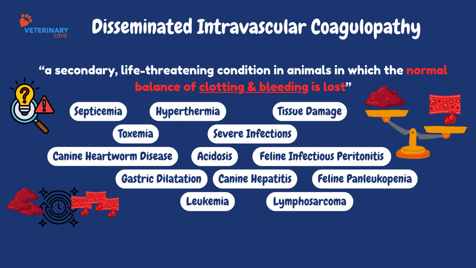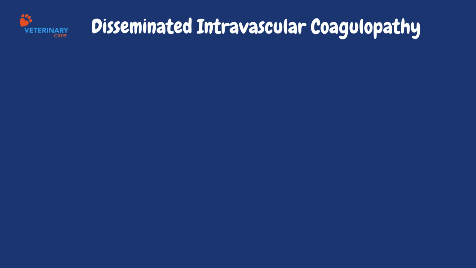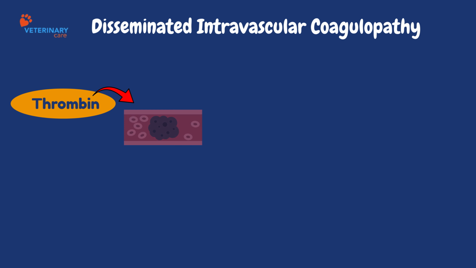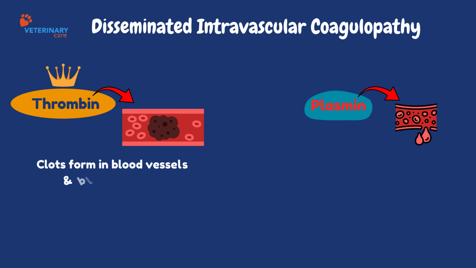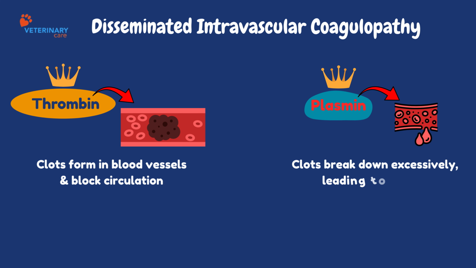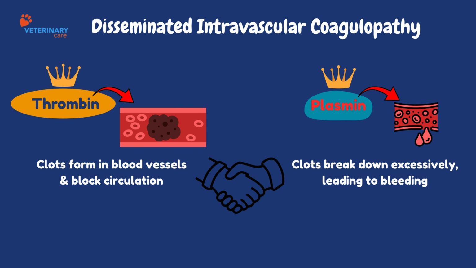Two main processes explain this condition. Thrombin causes clot formation, while plasmin breaks down clots. If thrombin activity dominates, clots form in blood vessels and block circulation. If plasmin dominates, clots break down excessively, leading to bleeding. In most cases, both processes occur together.